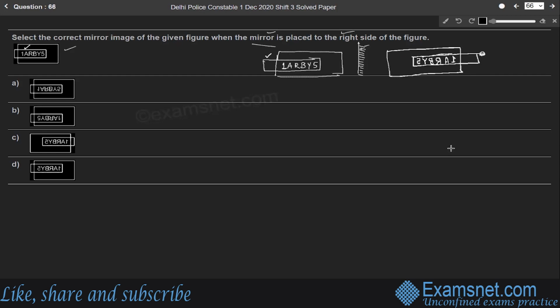Look at option C, where there is a big rectangle and a small piece of rectangle inside that, which is drawn on the right side like this, and 5 looks exactly like this, and Y will be as it is. B will be like this, the mirror image of R, and A will be as it is, and 1 is the mirror image. Therefore, option C is the right answer.